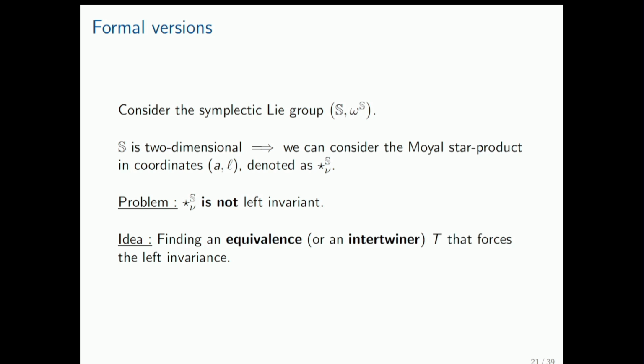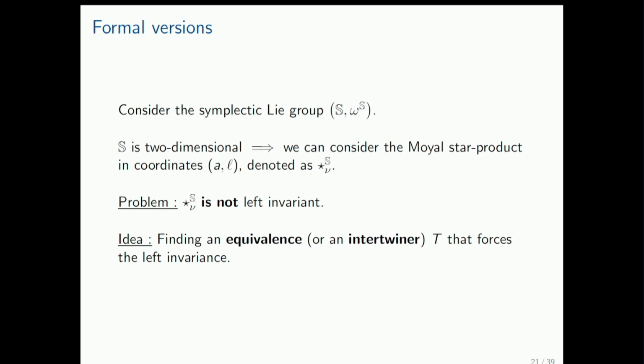And we will get inspiration from another star product on S. This is a particular example of the construction due to Bieliavsky and Gayral. And if we apply their construction on S, we get a left invariant star product. So what are the main steps of the construction? You can take a look at their book if you are interested.